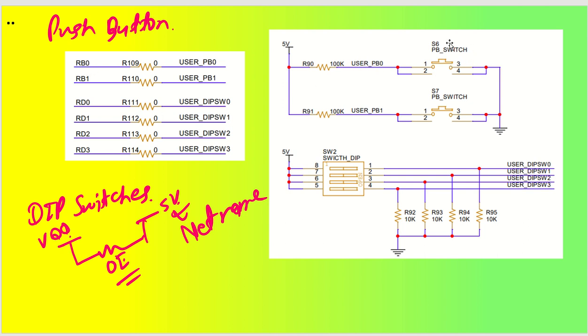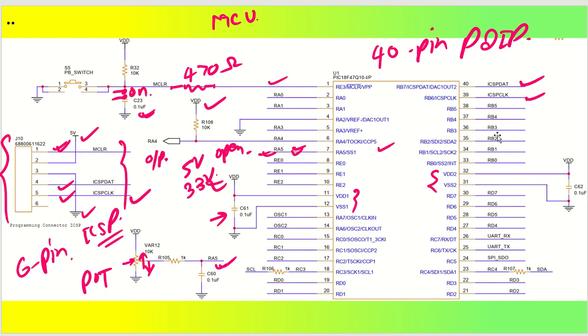Whenever this push button is pressed, what will happen? This particular 5 volt will go to ground. So this user PB0 will be seen at RB0 as ground, that is 0. So the logic at RB0, which is here, in the beginning is high. Now as soon as the user push button is pressed, it will be low. As soon as it becomes low, you will understand that the push button has been pressed.